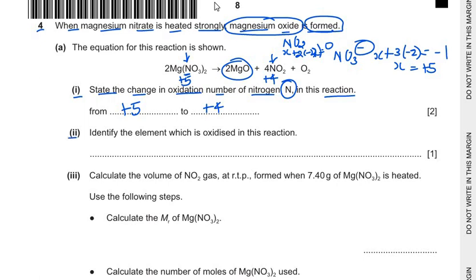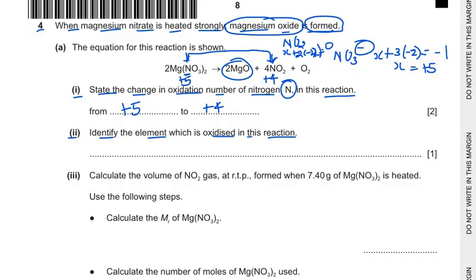Now sub question 2, identify the element which is oxidized in this reaction. Now we can see that the nitrogen has been reduced from plus 5 to plus 4. The oxidation state decreases. So which one is the one which has been oxidized? That is, the oxidation number has increased.